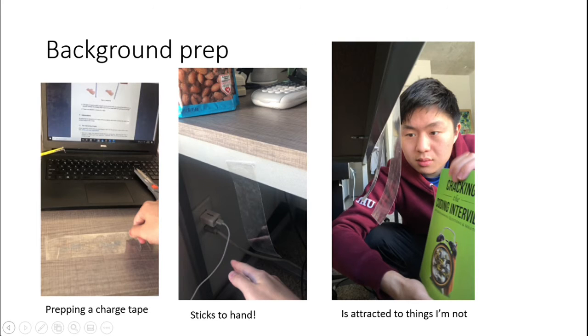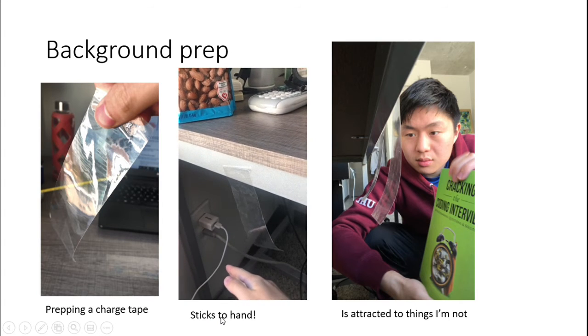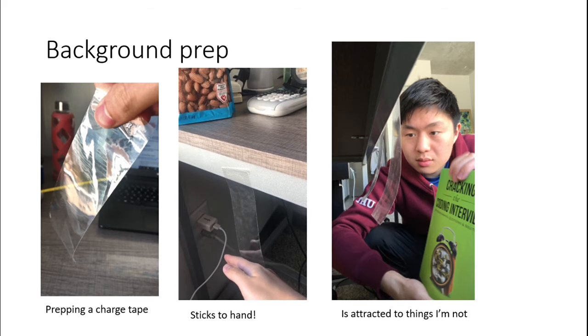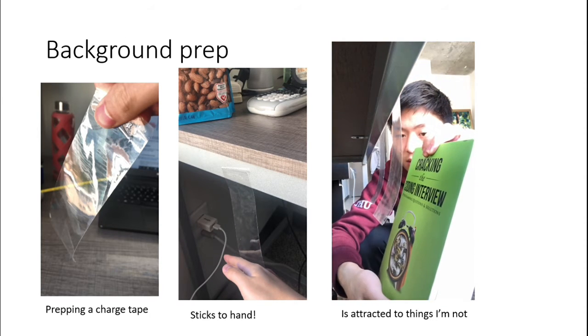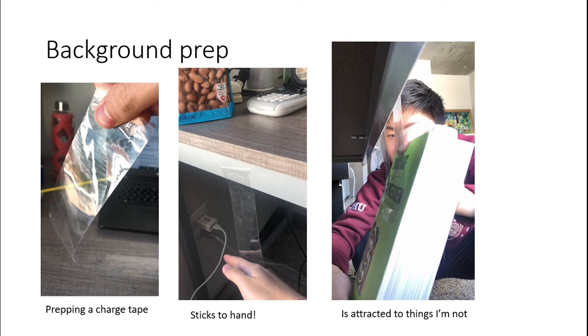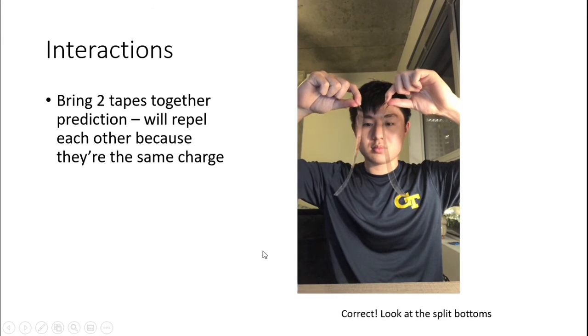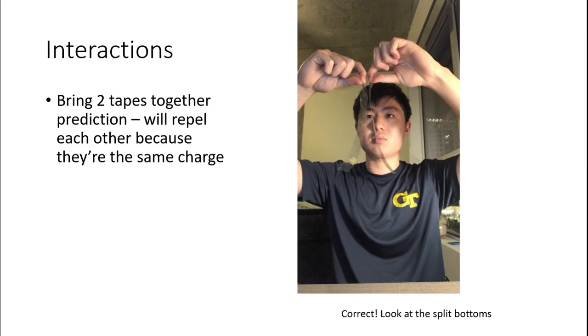Here are some videos of a confused physicist in action. Now here are two interacting U-tapes. I predicted that the two tapes will repel each other because they're the same charge, and the video supported my beliefs with the split bottoms.